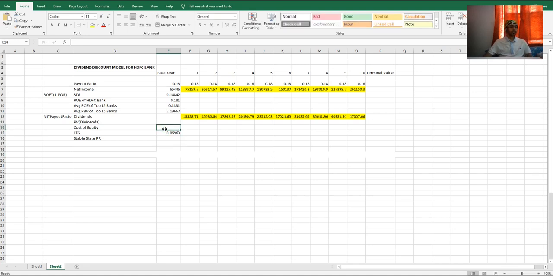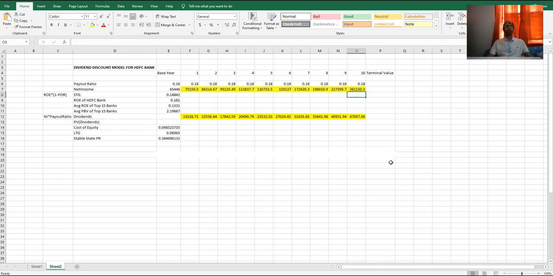So let us use it. Cost of equity is equal to average return on equity minus long-term growth rate divided by average price to book value, this whole expression, plus long-term growth rate. This is coming to be 9.85% approximately. This is the cost of equity. Now we are in a position to find out the present value of dividends and also the terminal value. But before we do that, let us first find out the stable state payout ratio. This is equal to long-term growth rate divided by the return on equity of the bank.